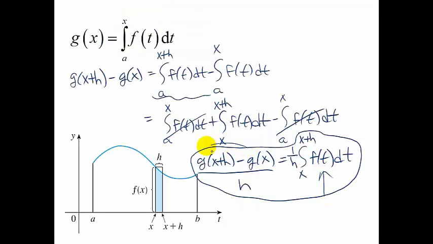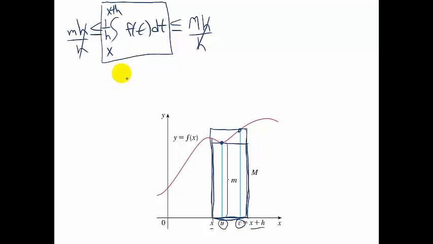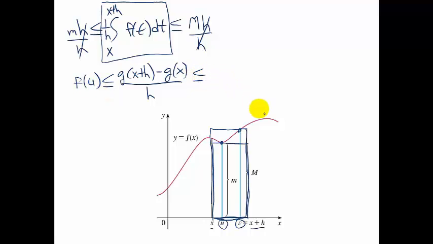So we could replace that with g of x plus h minus g of x over h. So we're going to do that. g of x plus h minus g of x over h is going to be greater than or equal to little m. But as we look, little m is nothing more than the function value at u. So let's express that as the function at u, and that's going to be less than or equal to capital M, which is the function value at v.